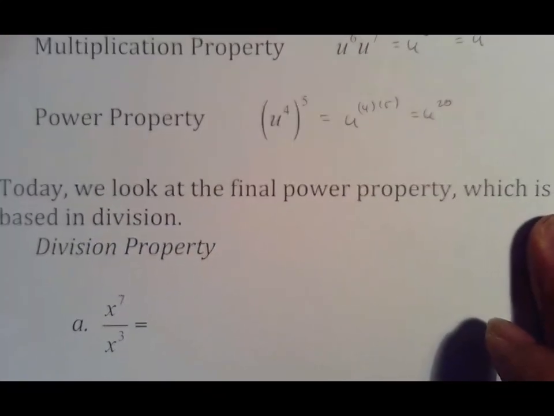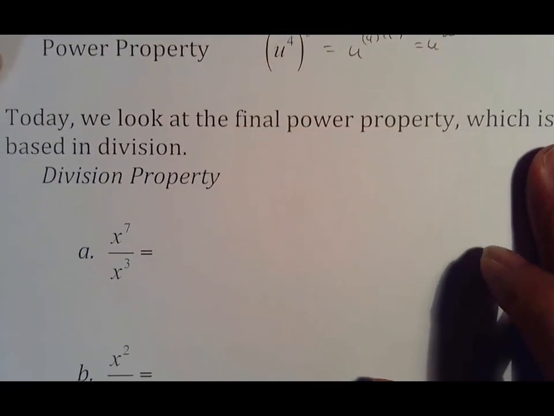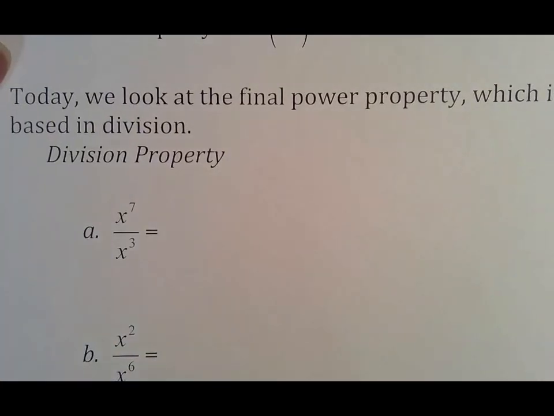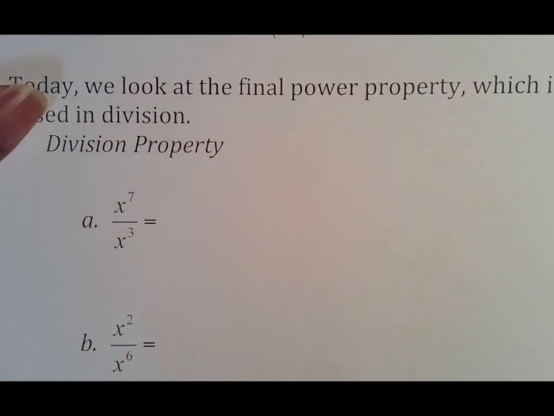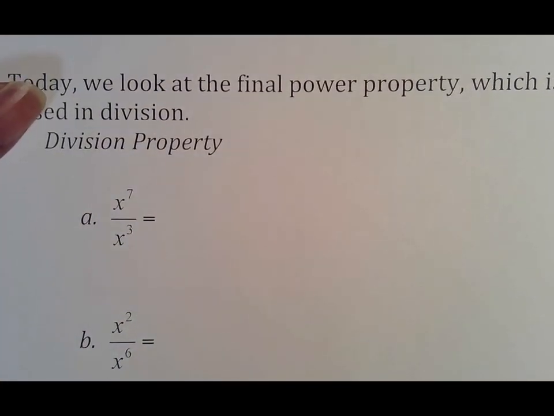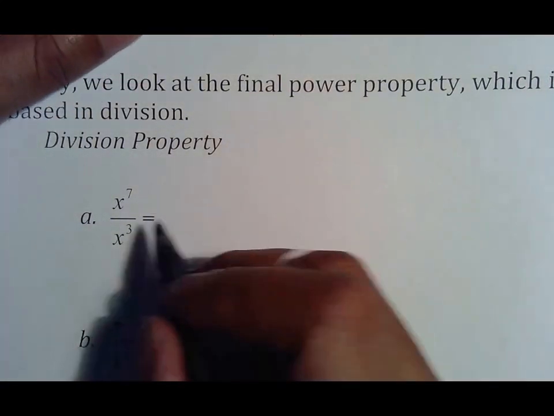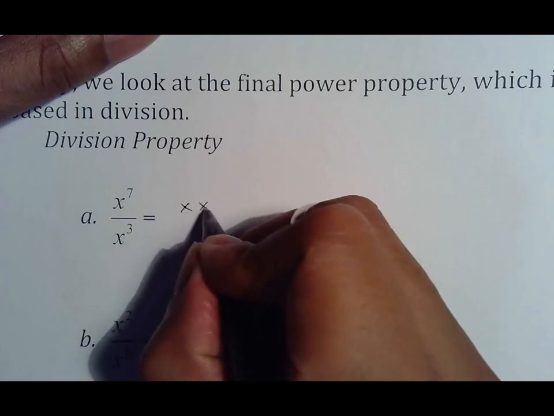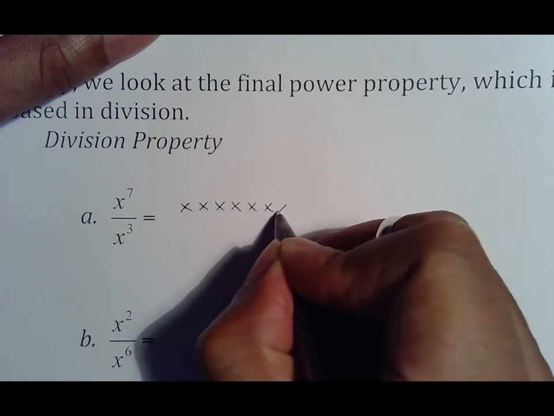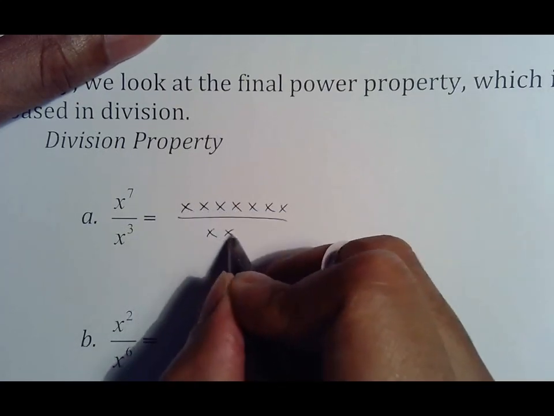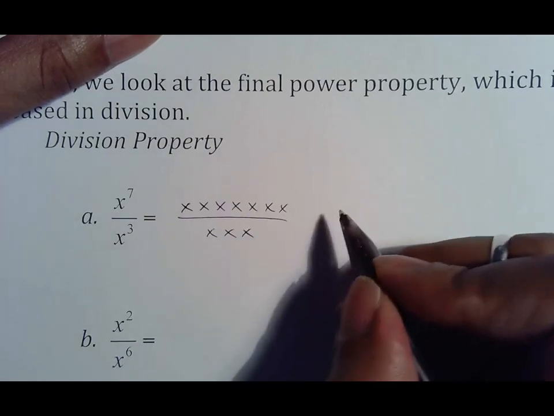Today we're going to look at the final power property, which is based in division. And there's actually two, but it's just really one overall, but we just kind of expand something else. The division property, when you see this on your work, is going to ask you to expand it and simplify it. That means that there are 7 x's. The bottom means that there are 3 x's. Then it's going to say cancel and simplify.